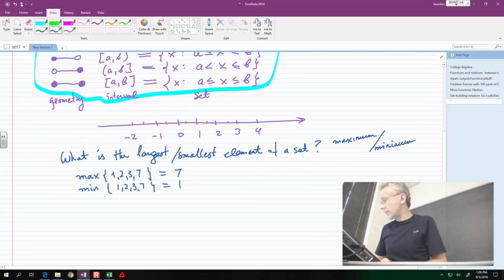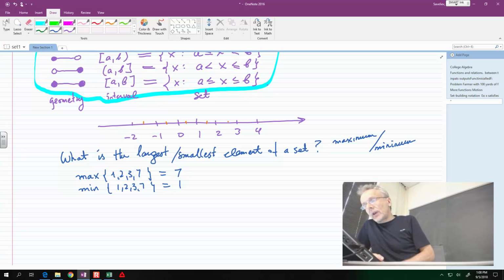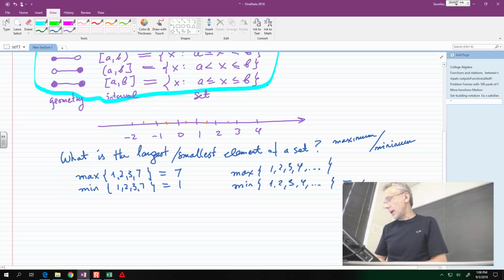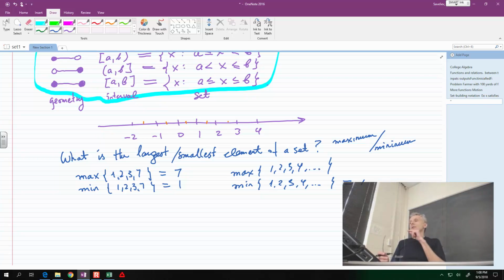But let's look at more complex situations than those sets we have just considered. How about the maximum of this set? Let's look at the minimum of this set: 1, 2, 3, 4, on and on. What's the minimum of this set? 1. What about the maximum? Doesn't the dot mean it goes on to infinity? Yes, it does. So can you answer the question, what is the largest element of the set? Infinity?